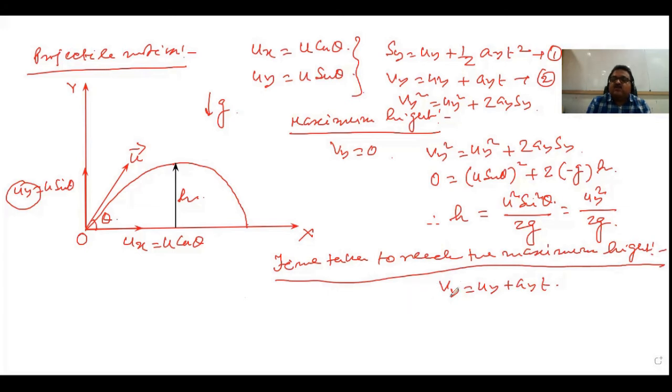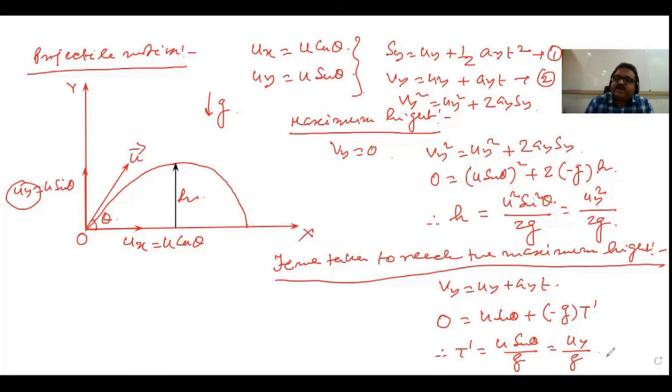Now, Vy is what? At the maximum height, the vertical component of velocity is 0. Uy is, look, u sine theta. And ay is minus g. And let me consider t prime as the time taken to reach the maximum height. So t prime is equal to u sine theta by g, or you can write it like this, uy by g. Is it clear? Now, let us try to find out the time taken to complete the journey, that is time of flight.